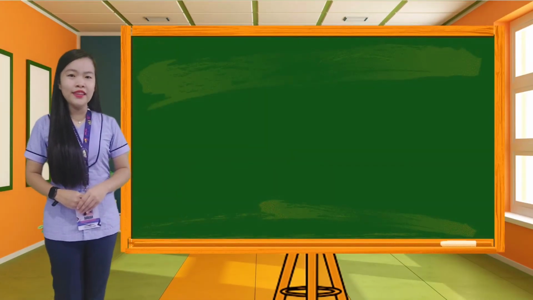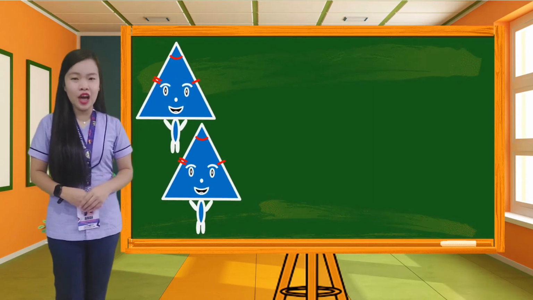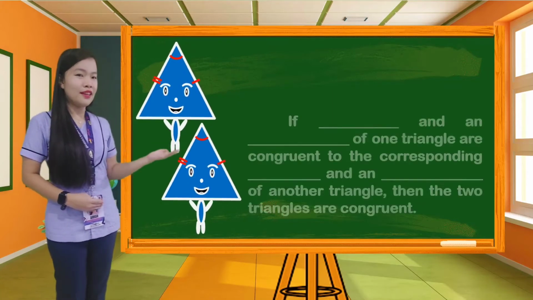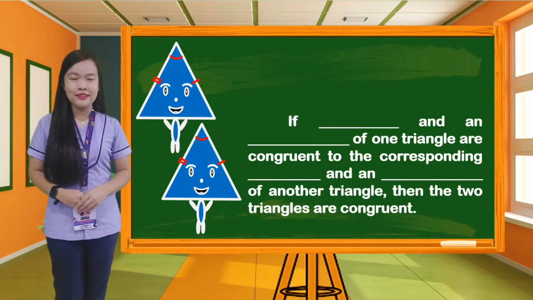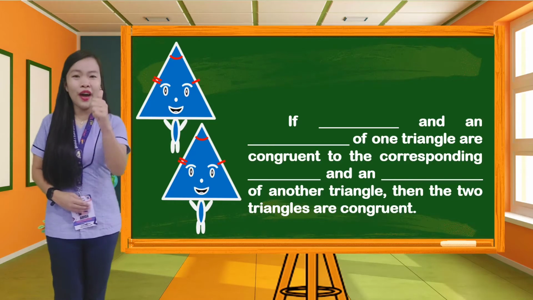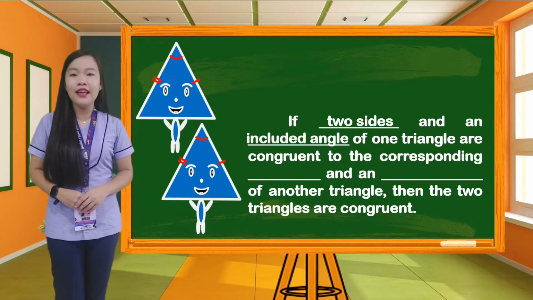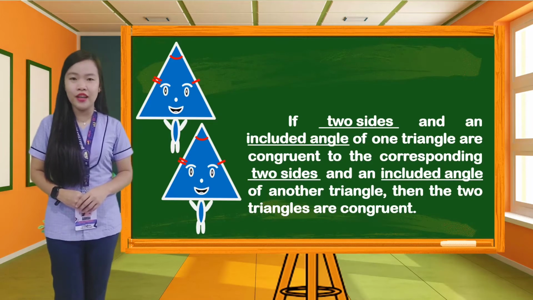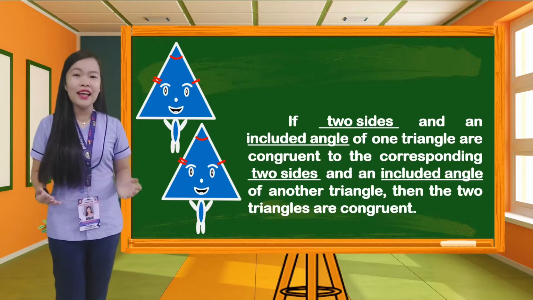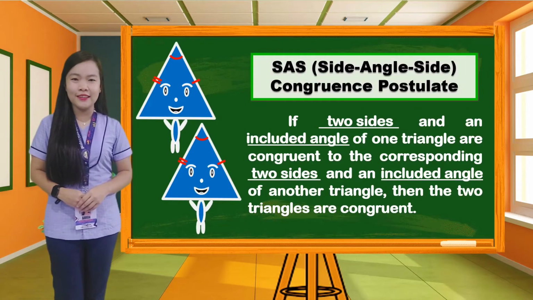Now, let us have once again the SAS twins. Based from their marks that are identical, will you complete this statement? You are correct! If two sides and an included angle of one triangle are congruent to the corresponding two sides and included angle of another triangle, then the two triangles are congruent. And that is the SAS, or side-angle-side congruence postulate.